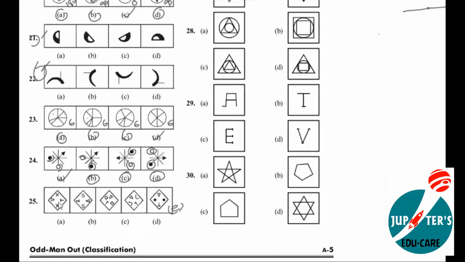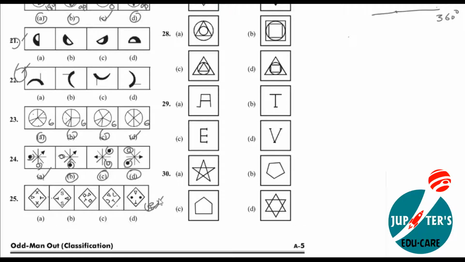So if we observe option A, these two elements are located in the same direction, going in this direction. In option B, these are going in the same direction. In option C, these two are going in the same direction. Coming to option D, the two elements, the triangle and the T, are going in the same direction. But in case of option E, this is located in this direction and this T is located in this direction, which means it is different from all these four. So E is our answer.